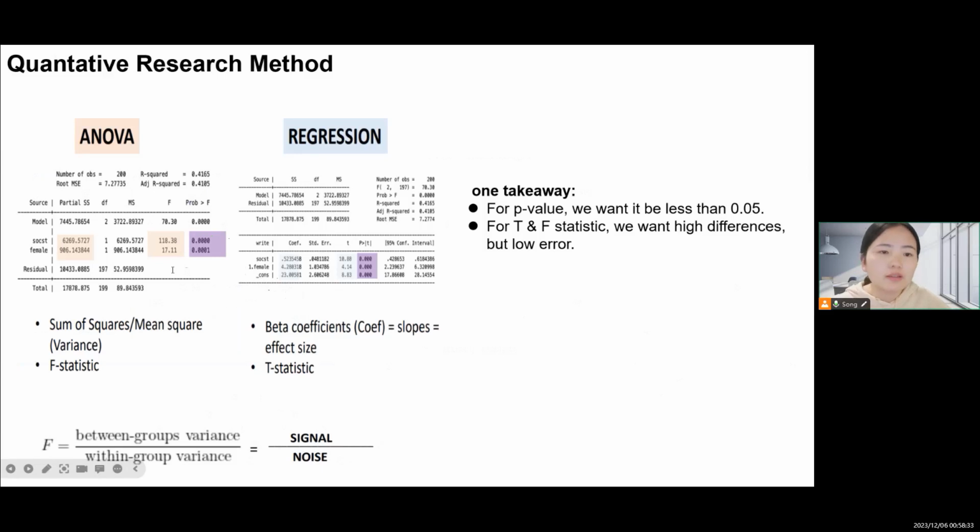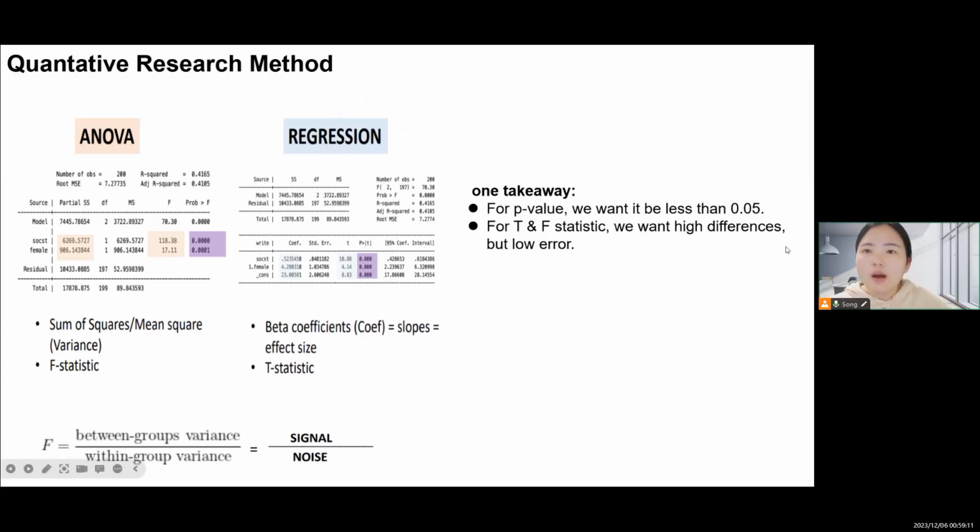For example, let's take a look at this picture, which is also the example shown in our slide. In this study, we can see the signal is 6269 point something, and the error is 52 point something. So we use this equation and we can get the F statistic. It's 118 point something. Using this value, we can be very confident to say this finding is valid.